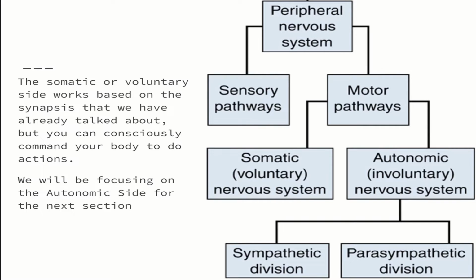But it also has the motor pathways, which are subdivided into our somatic, which is our voluntary actions. So it would be things like muscle movements. And then we have our autonomic, which is our involuntary, and that is further divided into the sympathetic and parasympathetic divisions.